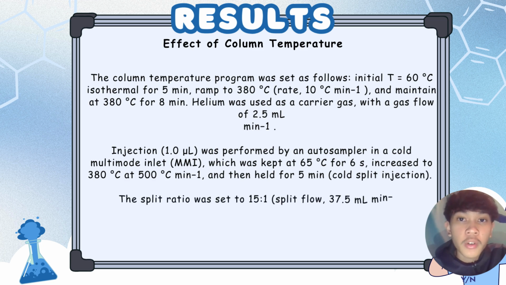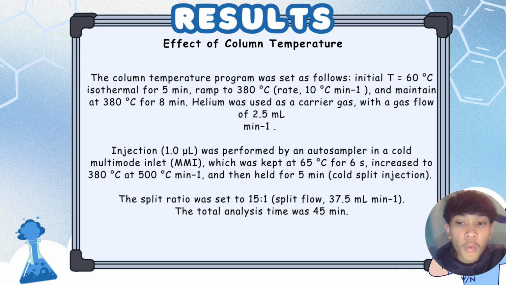Injection of 1.0 microliter was performed by an autosampler in a cold multimode inlet, which is MMI, which was kept at 65 degrees Celsius for 6 seconds, increased to 380 degrees Celsius at 500 degrees Celsius per minute, and then held for 5 minutes with cold split injection. The split ratio was set to 15:1, and the total analysis time was 45 minutes.